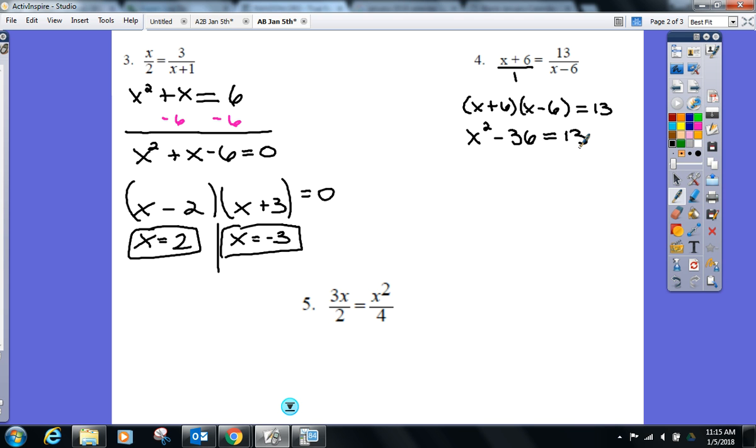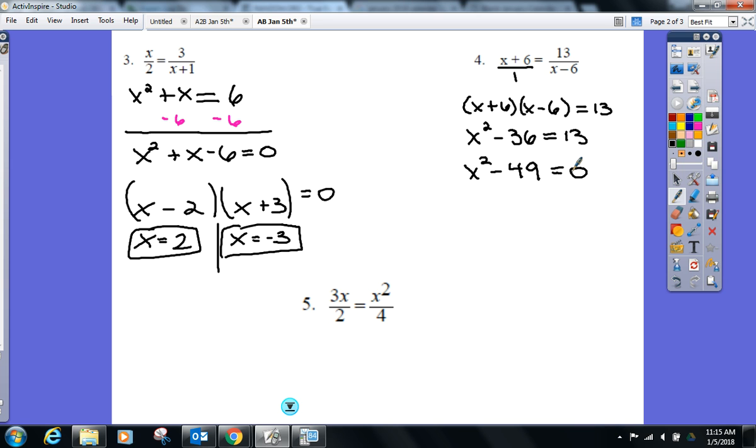What do you want to do from here? I'll take anything here, anything. Go ahead, Sean. Okay, you want to set it equal to 0? That's fine. I'll show you a different method at the end. But yeah, go ahead. Let's move the 13 over. So when you move the 13 over, you get x squared. Go ahead, everyone. Figure -36 minus 13. Minus 49 equals 0.